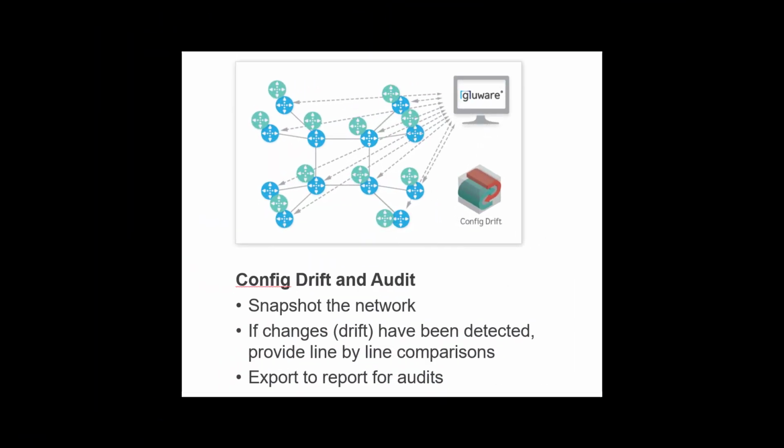Config drift was designed for simplicity to support multi-device, multi-vendor network device configuration by snapshotting, tracking, and providing audit reports with a single workflow and UI approach. Config drift is built on the same model-driven intelligent orchestration engine used by all Gluware apps and solutions, and currently supports 13 vendors and 17 OSs.